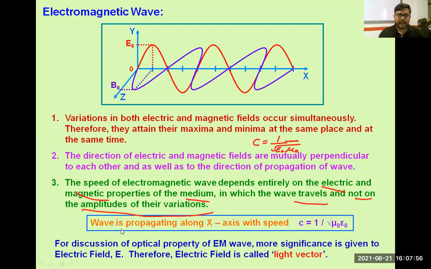So we say the wave is propagating along the x-axis with a speed c is equal to 1 by under root mu naught into epsilon naught. For discussion of the optical properties of an electromagnetic wave, more significance is given to the electric field E. Therefore, the electric field is called the light vector.